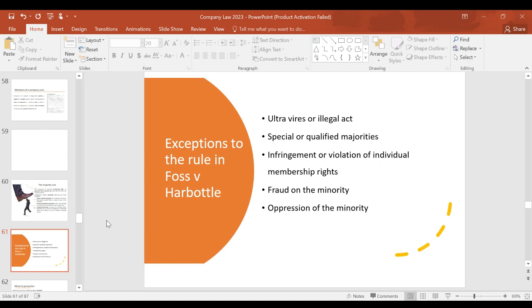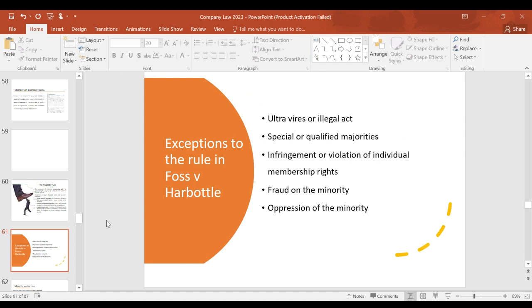There is, however, an exception to the rule in Foss versus Harbottle, and this exception is that there are times when the majority rule does not stand. At times, there are instances where we can say, okay, the majority have decided this, but that decision is in contravention of the law, and as such, it should not be left to slide just like that.